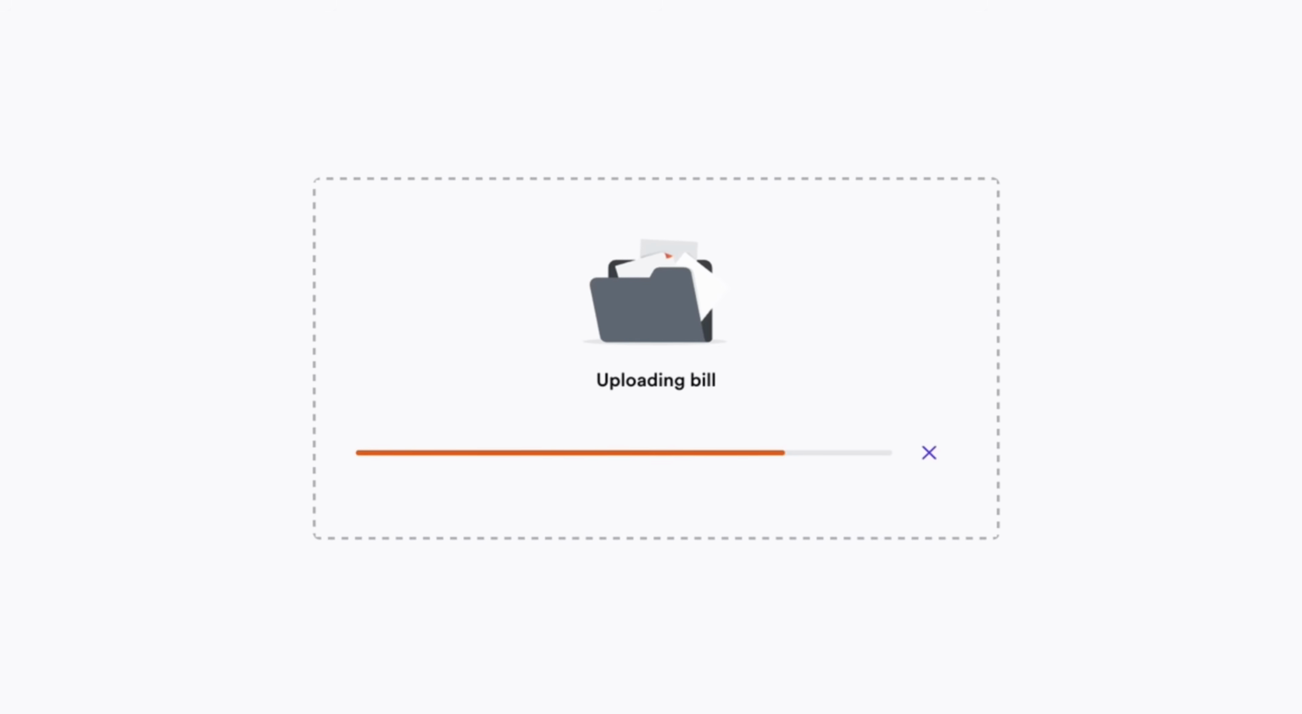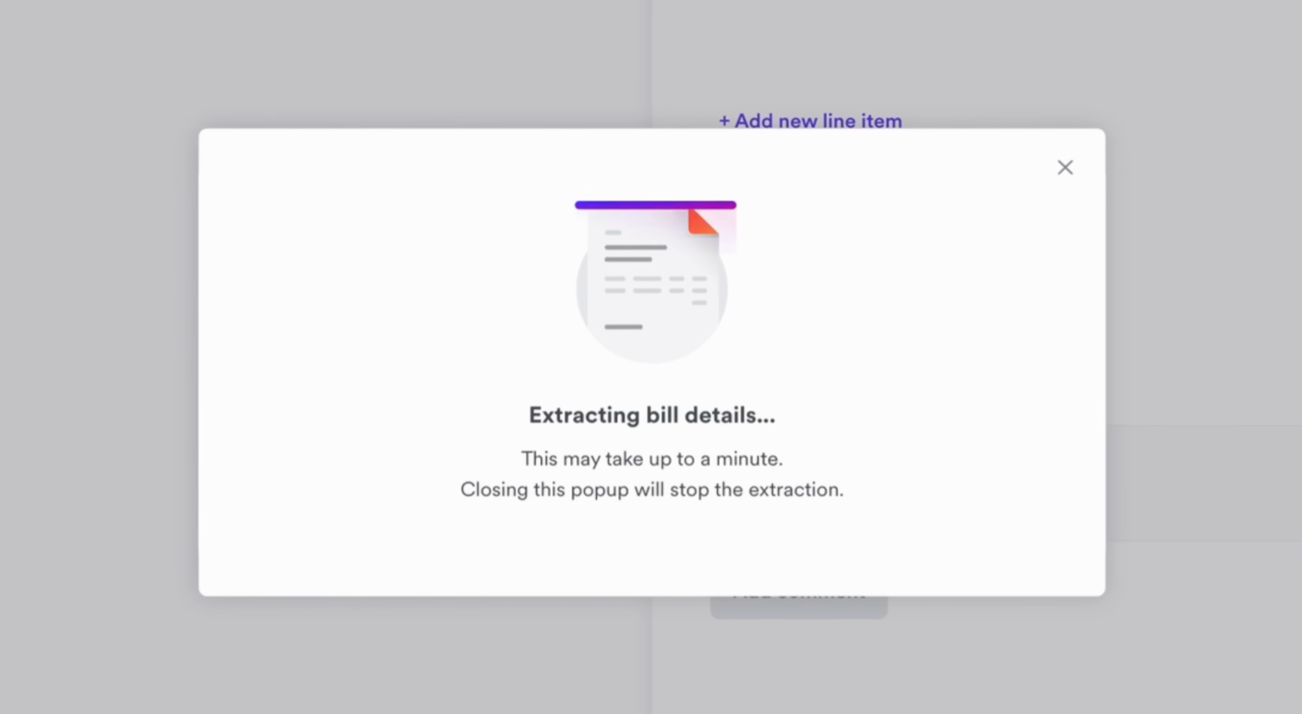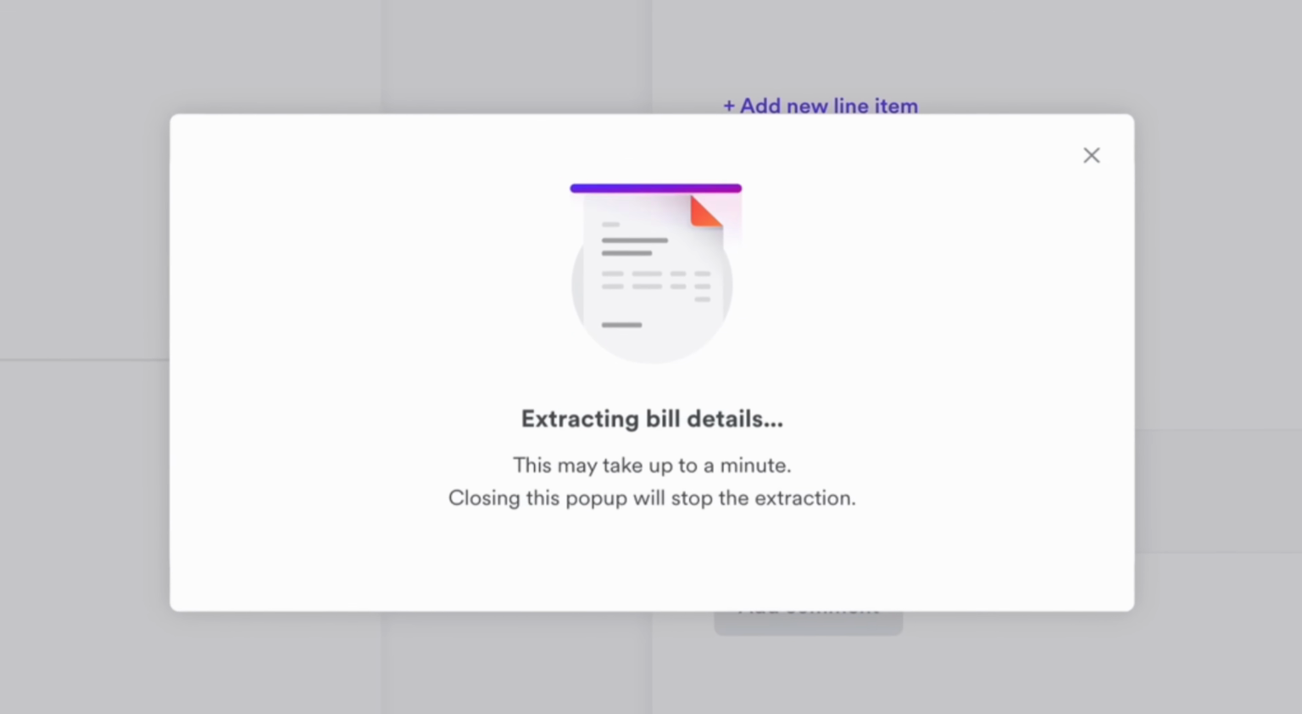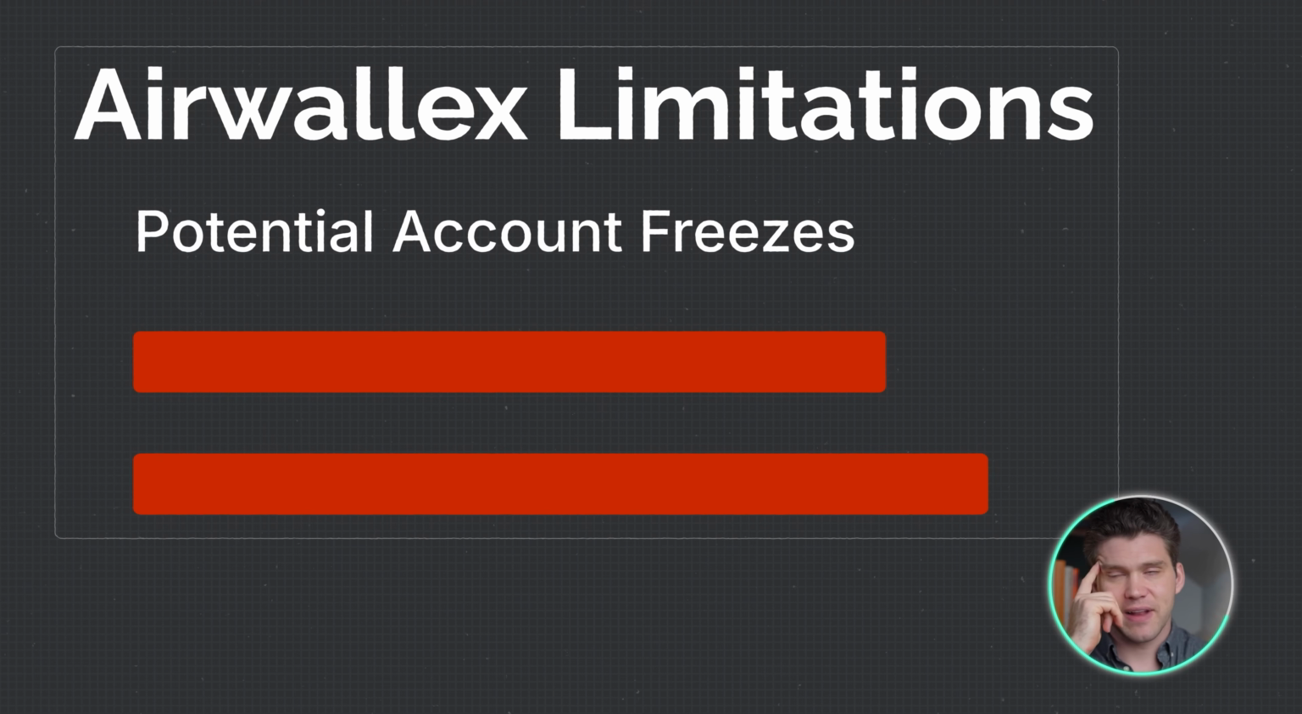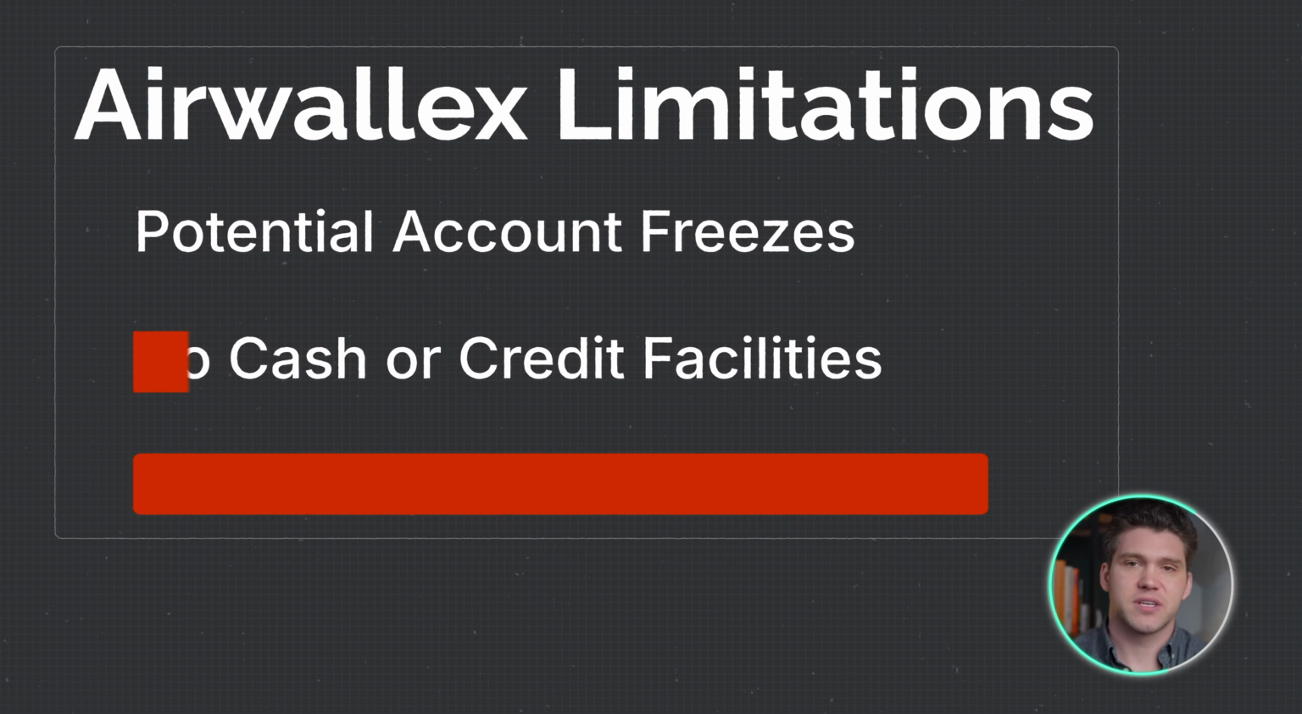Practical way to handle this is if you're expecting a large or unusual inbound transfer, try to get ahead of it, upload the relevant contracts or invoices before the money arrives, and if you're on Accelerate, give your account manager a heads up. The second thing I'd flag is that Airwallex is not for every type of business.